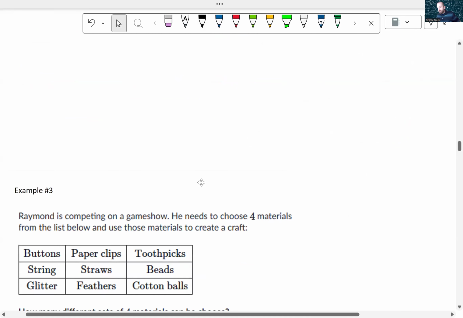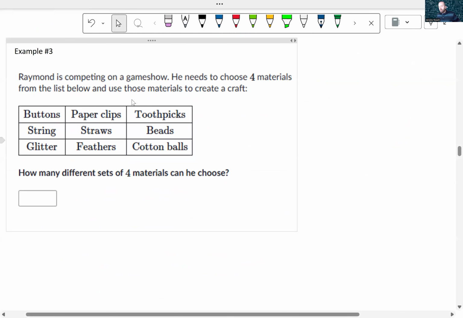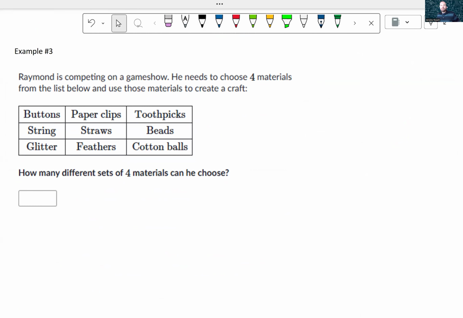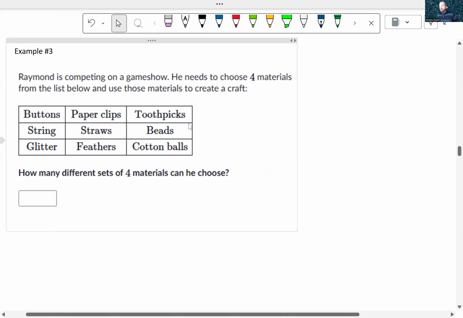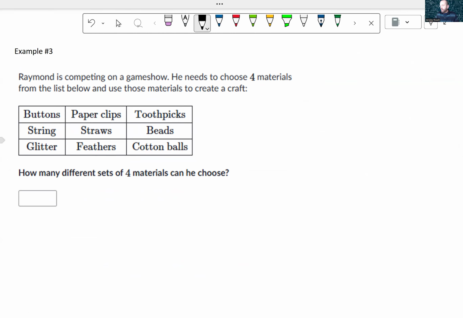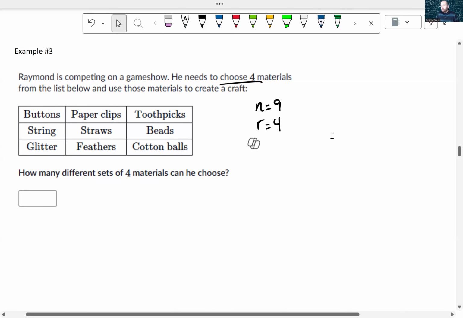All right. Here's another one where we're given information in a table. Raymond is competing on a game show. He needs to choose 4 materials from the list below and use those materials to create a craft. So we have this list of materials. There's 9 materials here, so n equals 9. And he's going to choose 4 materials, so r equals 4. And it says how many different sets of materials can he choose? So this one is 9 choose 4.